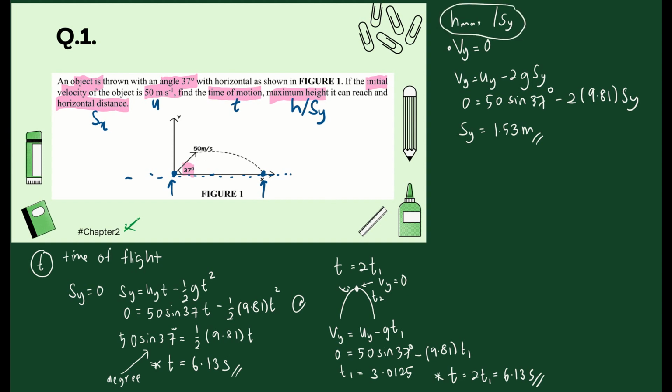And the third quantity to find is the horizontal distance, SS. We just apply the equation SX, or SS, is equal to UXT. We have got T, so UX is equal to 50 cos 37 degrees, and our T is equal to 6.13 seconds. Your horizontal distance is supposed to be 244.98 meters.